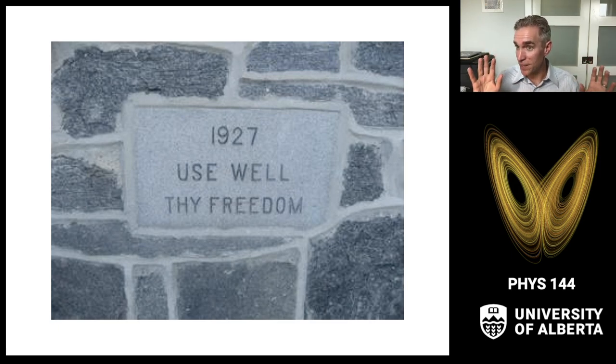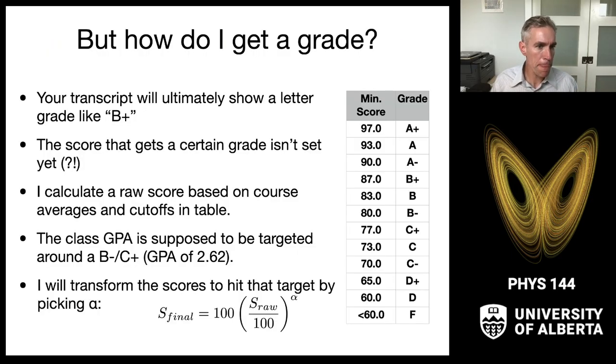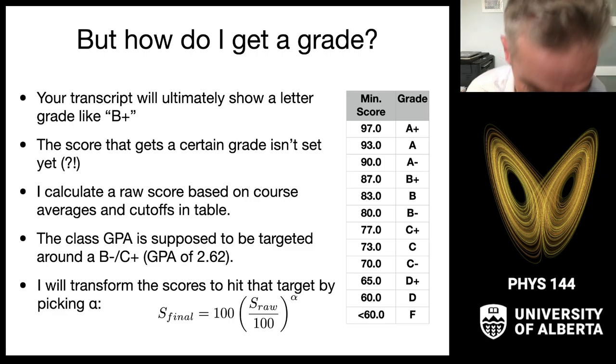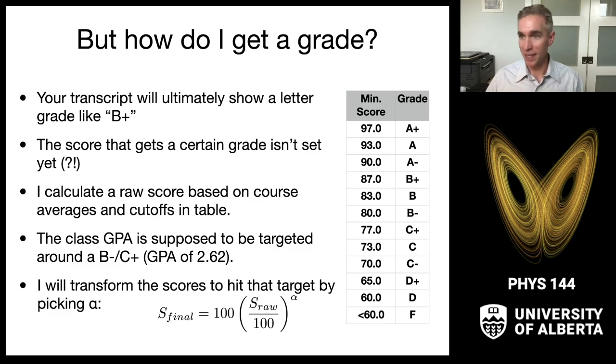So that ACE clause will help out sometimes, but it can be dangerous to rely on it. Okay, how do you actually get a grade? Well, your transcript's going to say something like a B+ at the end, and it's going to give you a number here. I don't actually know what the grade boundaries are because I can't get that expected GPA reliably by just giving my exams and applying a set of cutoffs. I universally end up screwing that up.